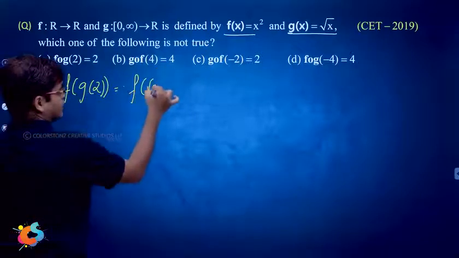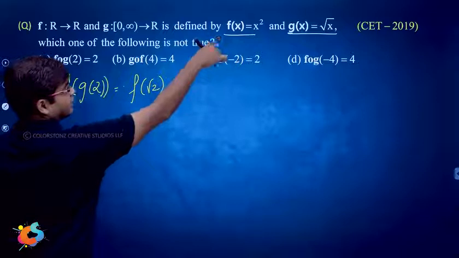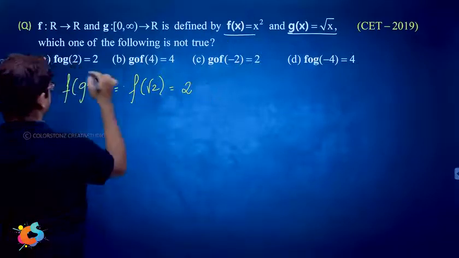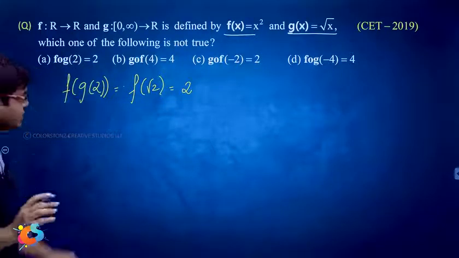So f of root 2. And what is f of root 2? Root 2 square, which is nothing but 2. So this is correct only. f of g of 2 is 2 itself.